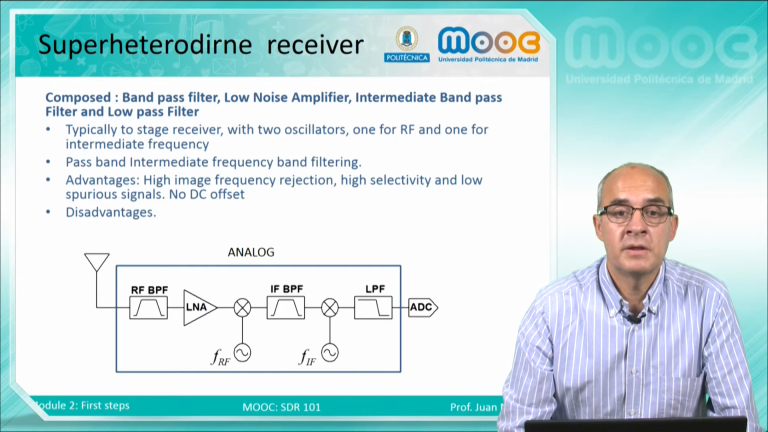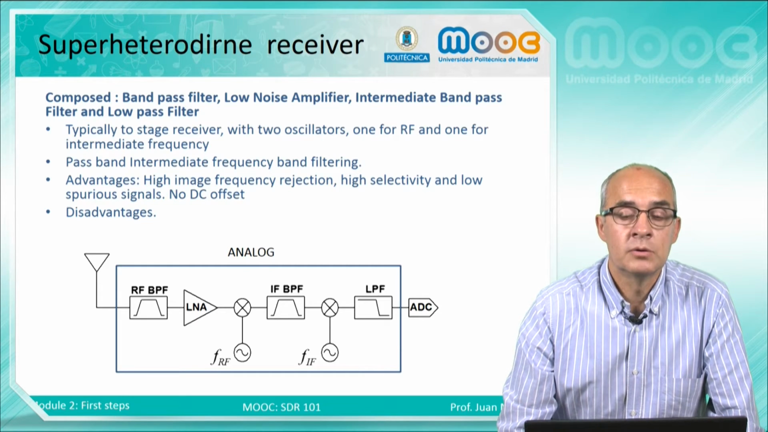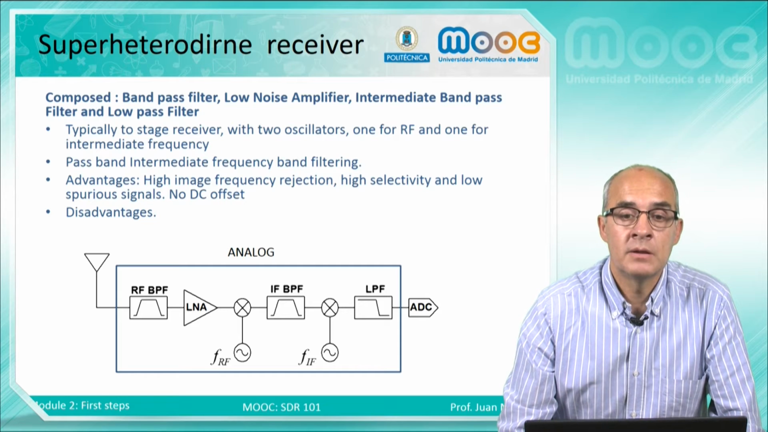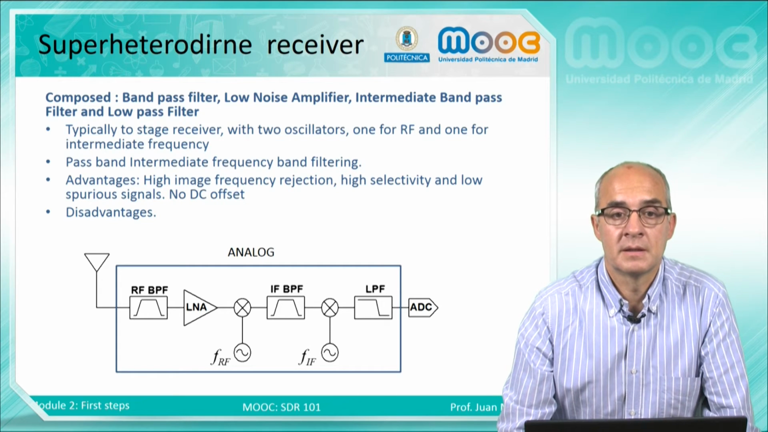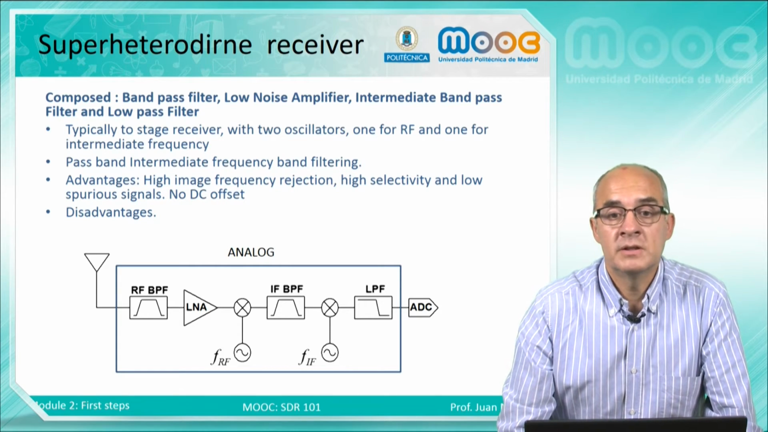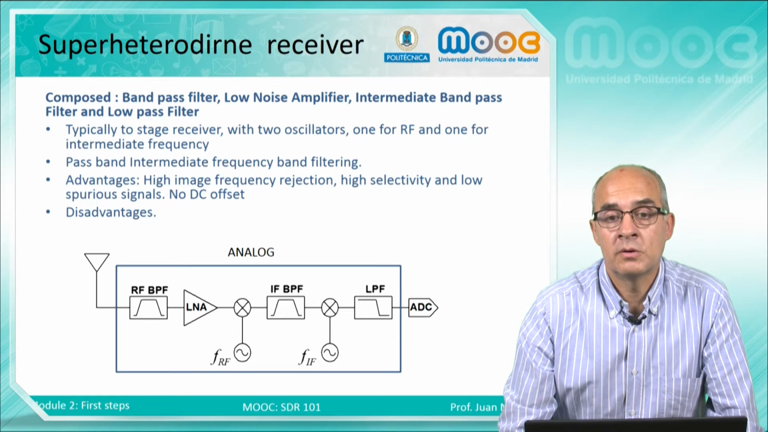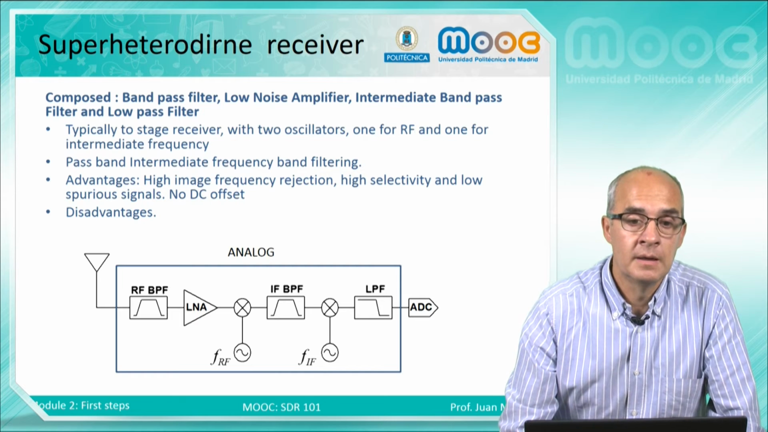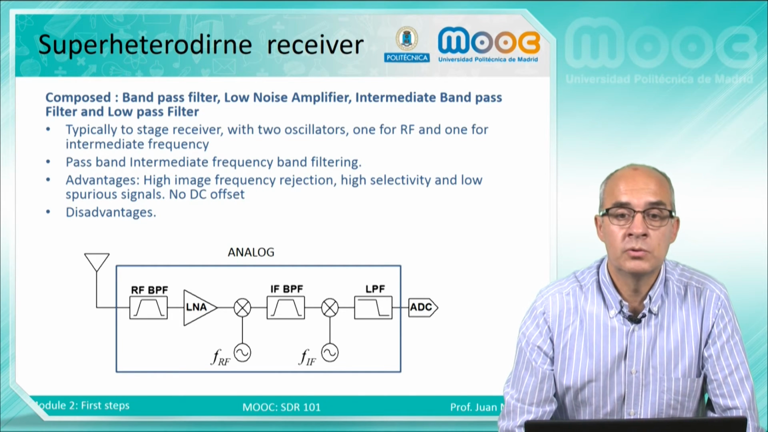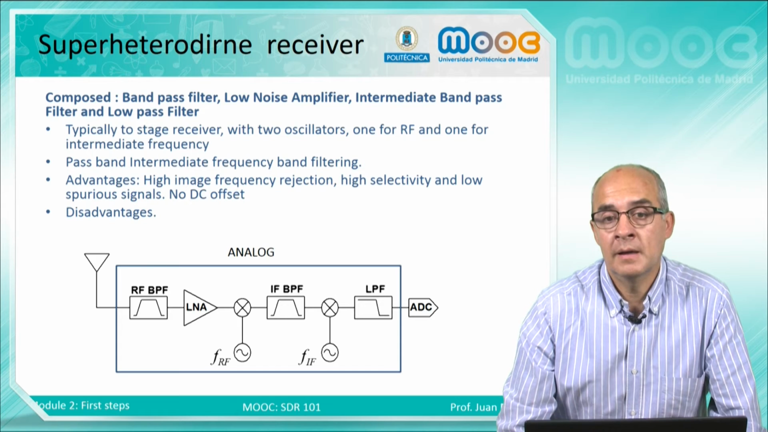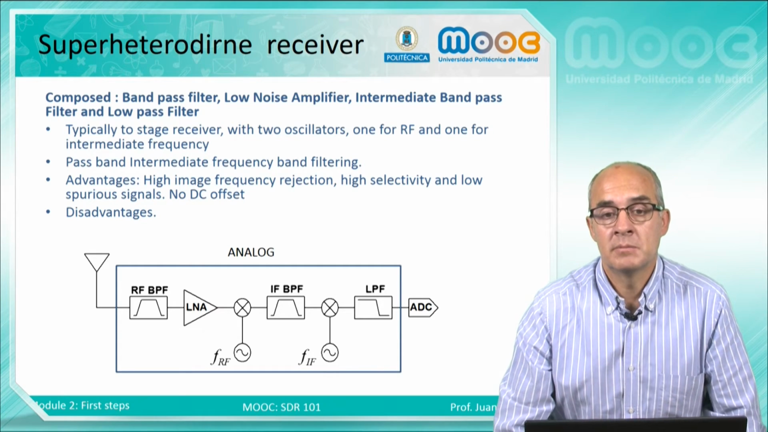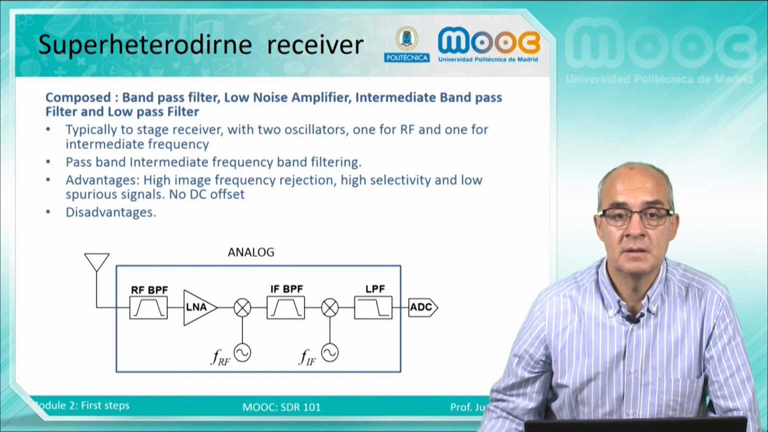The radio frequency filter is very important to select the frequency band and to reduce the interference and the effect of the image frequency. The disadvantage of this module is that it has a lot of analog components, therefore it is complex to control and expensive, and takes a lot of space because of the analog circuits.